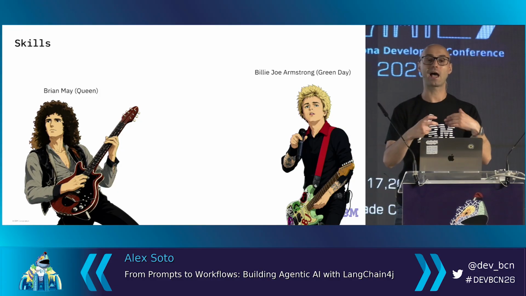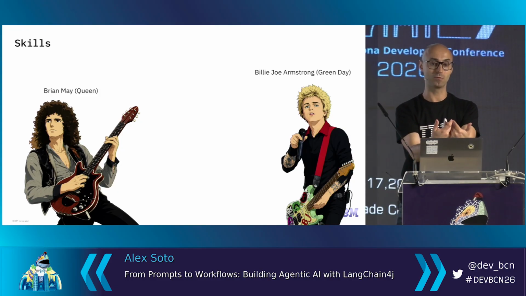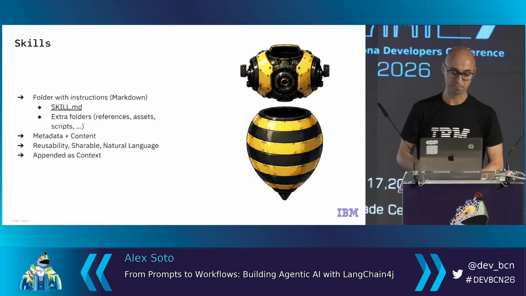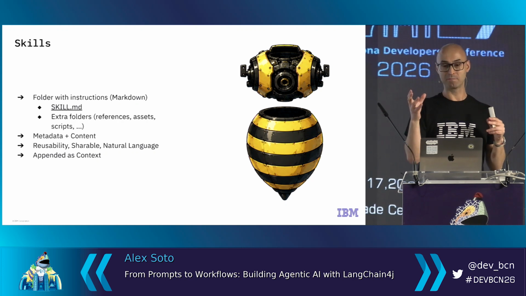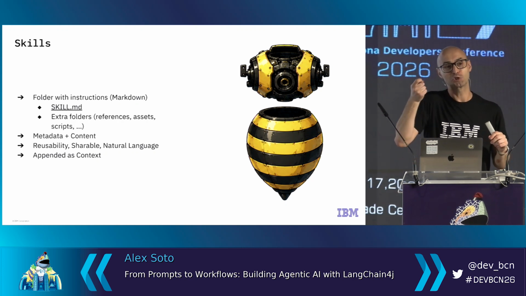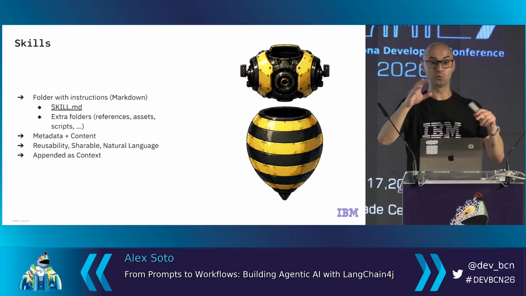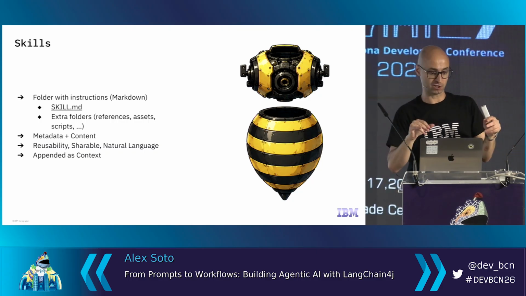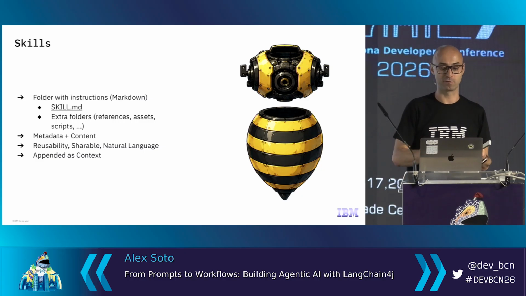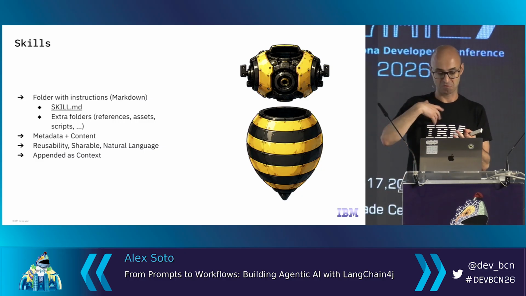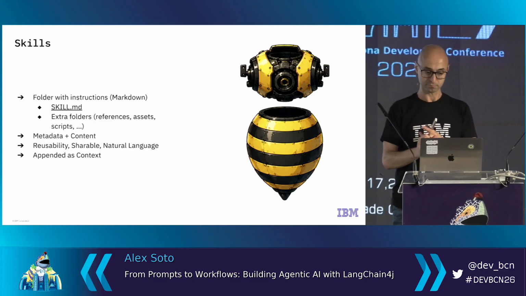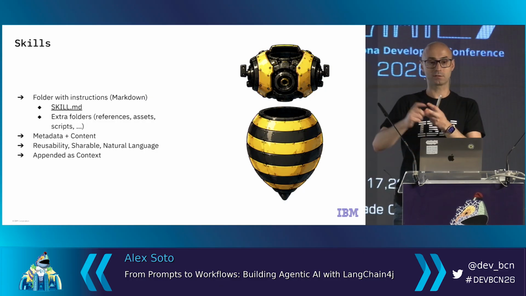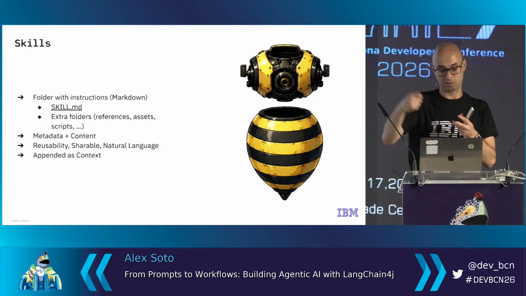Basically, what you do with skills is tell the model how it should behave. And basically, a skill is a folder with instructions, most of them in Markdown. The mandatory file is one named skill.md, where you just create a Markdown file with instructions. And then you can also add extra folders, like, for example, where you put assets, scripts, code. Then, in the skill.md file, you put the metadata of your skill and all the content. For example, invoke this script, and the script knows that it's in this folder, right?